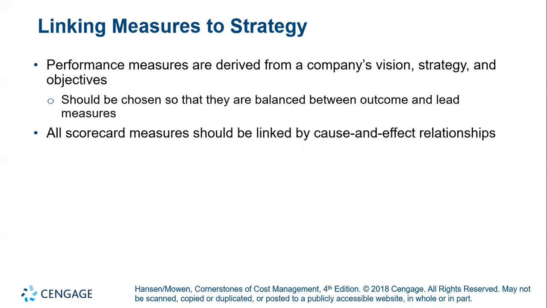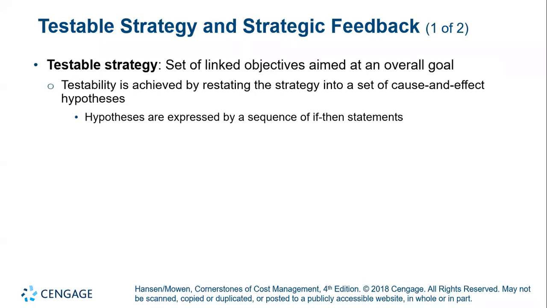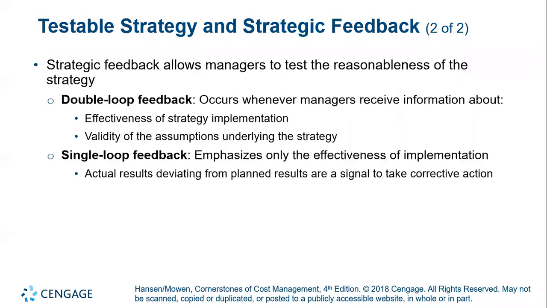Then, linking measures to strategy. Performance measures are derived from a company's vision, strategy, and objectives. They should be chosen so that they are balanced between outcome and lead measures. All scorecard measures should be linked by cause and effect relationships. Testable strategy and strategic feedback: a set of linked objectives aimed at an overall goal. Testability is achieved by restating the strategy into a set of cause and effect hypotheses, expressed by a sequence of if-then statements. Now, that is your hypothesis.